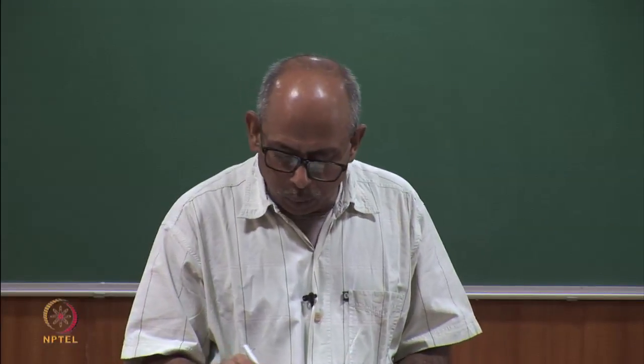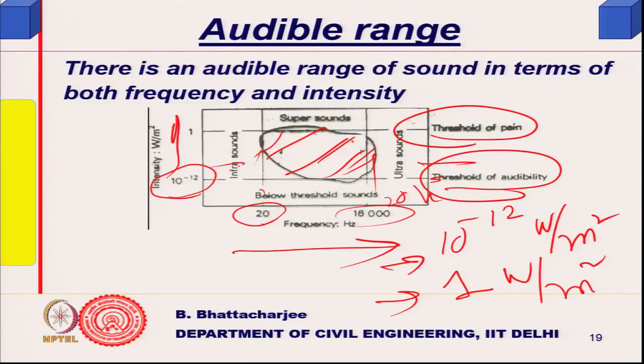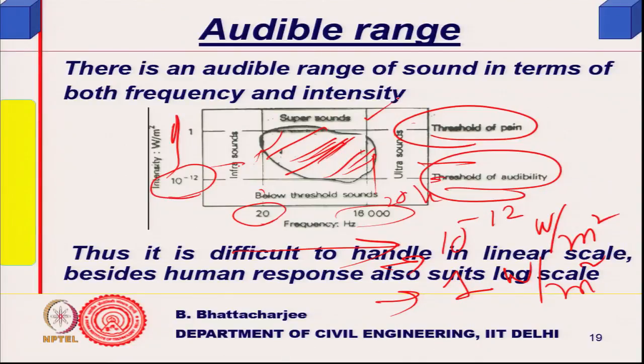So this is the zone which you can hear, the hearing range. Typically this is what it is. This is below threshold sound, this is super sound and so on. So that's how it is. There is a range that is difficult to handle.